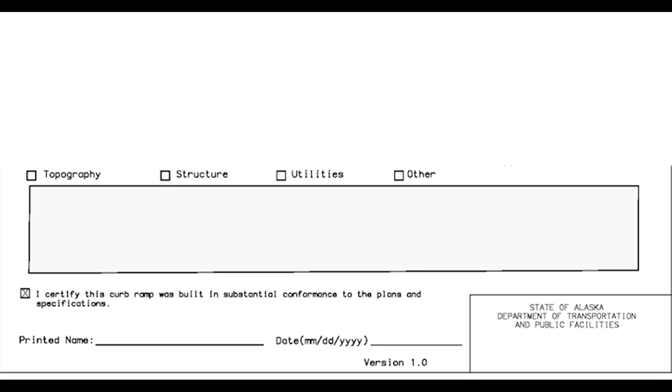Record your answers to questions 1 through 7 exactly as you would for a perpendicular curb ramp. Once again, check the box stating, I certify this curb ramp was built in substantial conformance to the plans and specifications only if the curb ramp is compliant or a clear and acceptable reason for it not being built in compliance is provided. Finally, print your name and date. This concludes inspection of this ramp.